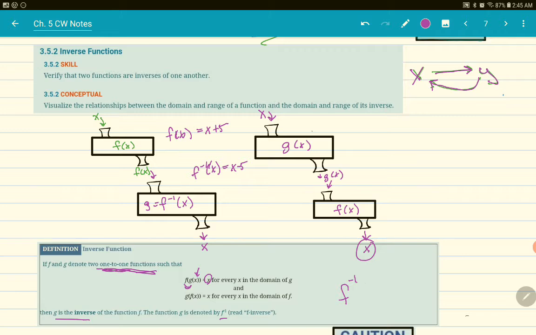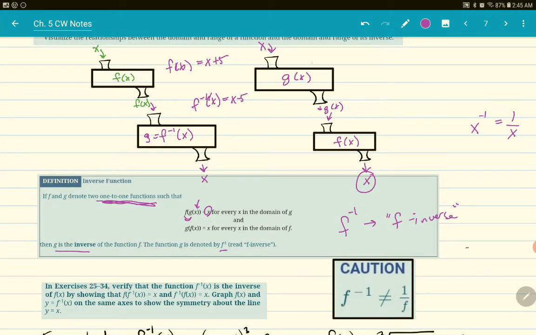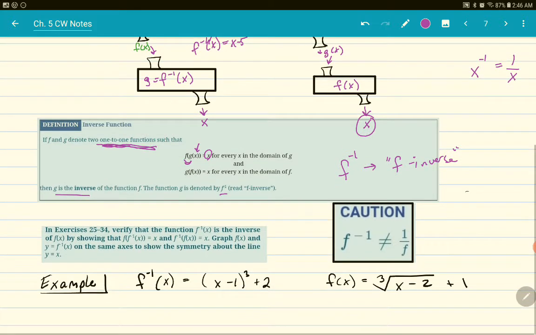Notice that is not an exponent. Like if I had x to the -1, an exponent would tell me that this is equal to that. But that's not what's happening here. That -1 is strictly a notation that means f inverse, or the inverse function of f. So please note that f inverse is not equal to the multiplicative inverse, or 1 over f, or an exponent. All right, so let's see what these functions look like in practice.